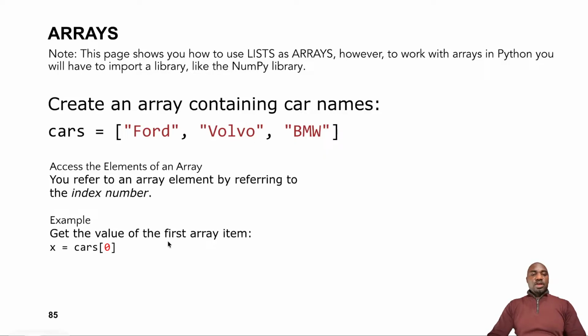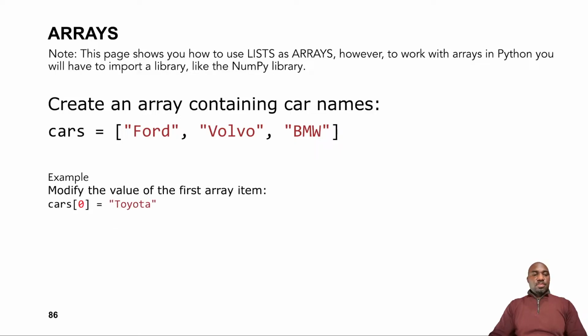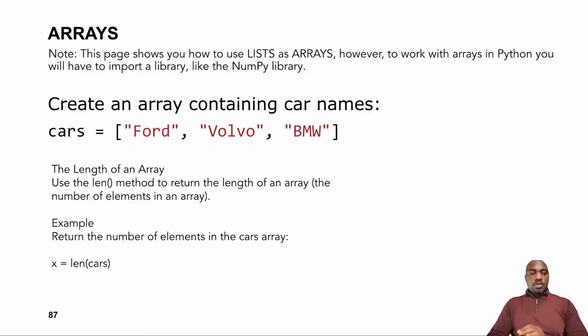All right. So get the value of the first array item, x equals cars, brackets 0. And you guys type in, if I said print x, and we did x equals cars, bracket 0, what would that give me? All right. Modify the value of the first array item, cars bracket 0, now equals Toyota. So now I'm modifying. What did I just modify? You guys tell me.